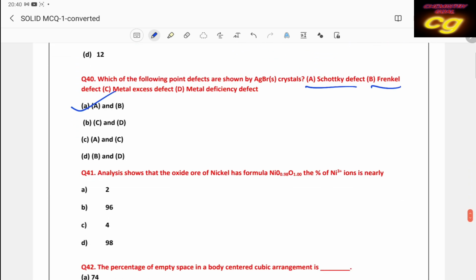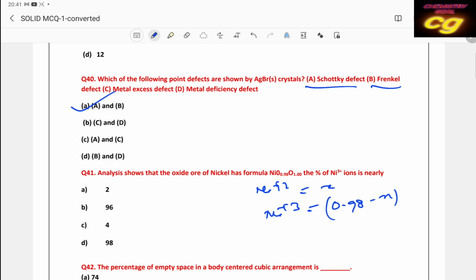Analysis shows that the oxide of nickel is NiO 0.98 O, and the percent of nickel ion has to be calculated. We know 0.98 means we have to consider the charge of nickel: +2 and +3. So if Ni2+ is equal to x, then Ni3+ will be 0.98 minus x. This is correct.